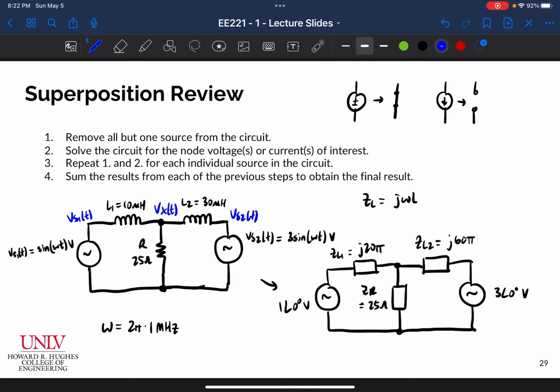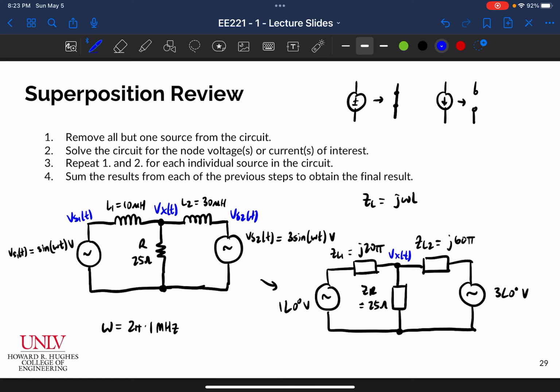Okay, and I'm interested in finding Vx of t. And so what we're going to have to do for superposition is solve the circuit with the first source in there, and then solve the circuit with the second source in there, and then sum what we get for the two, okay?